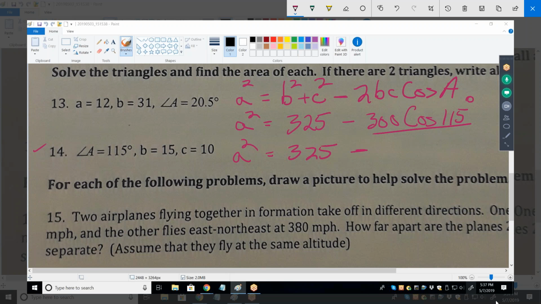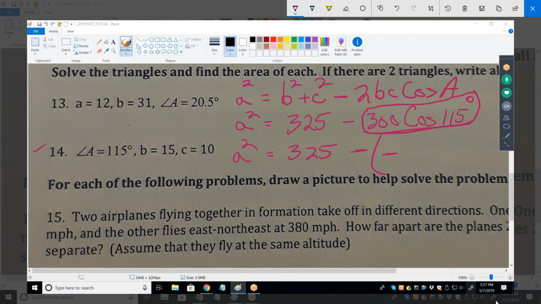451.785. So I've got a problem here. How many negative signs do I have? In other words, this is what you put into your calculator, right? What did it come up with? So 300 cosine came up with a negative in front of your answer. Correct. Cosine in the second quadrant is negative. That's why I know that it has to be negative.